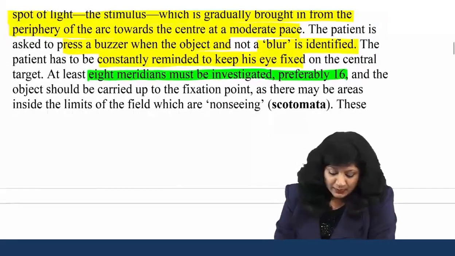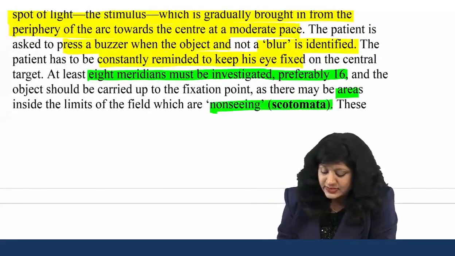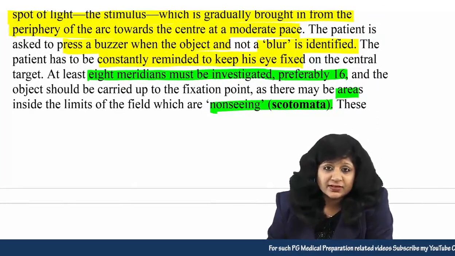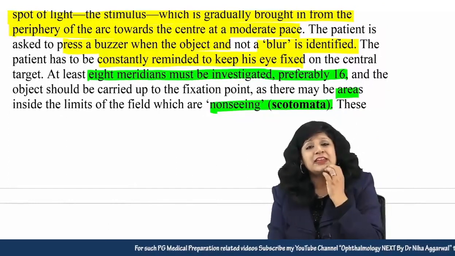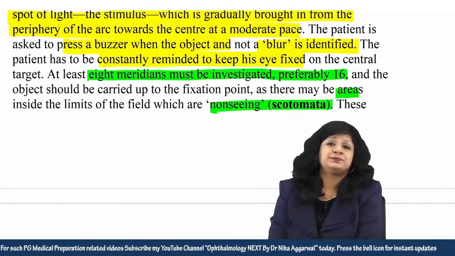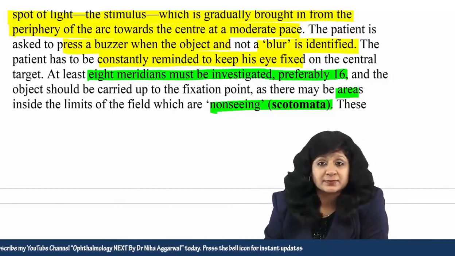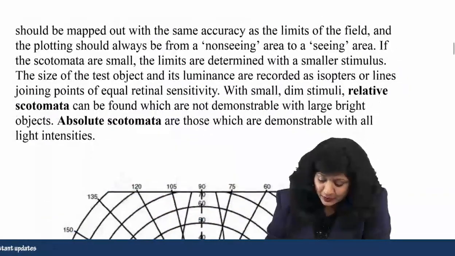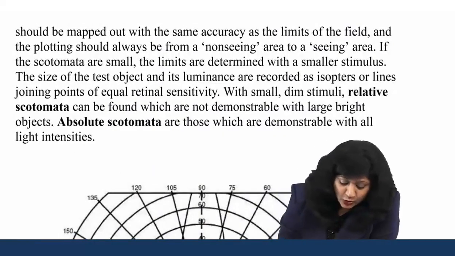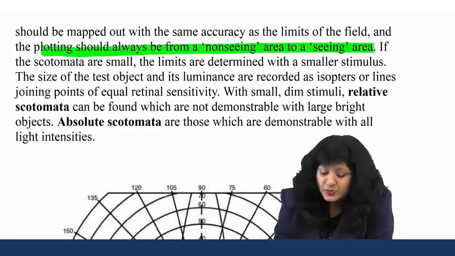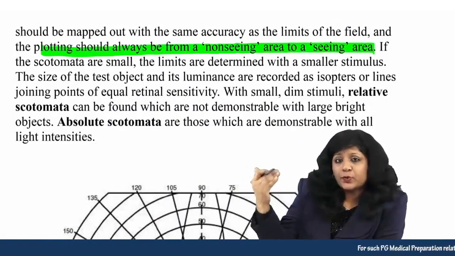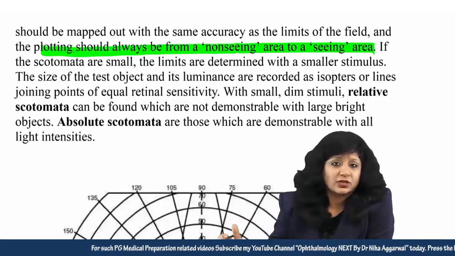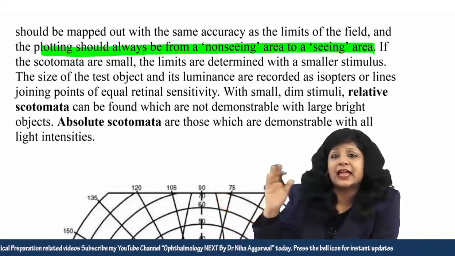There may be areas which may be non-seeing, so those areas will be scotomas. So it's a time consuming procedure. Patient has to be very, very attentive. There should be someone sitting near the patient because you have to constantly ask the patient to look at the fixation target, right? So these should be mapped out with the same accuracy, and the plotting should always be from a non-seeing area to a seeing area. So when you are plotting, it should be only in this manner. Okay, don't go from seeing to non-seeing. You have to start from the non-seeing area and come towards the seeing area.